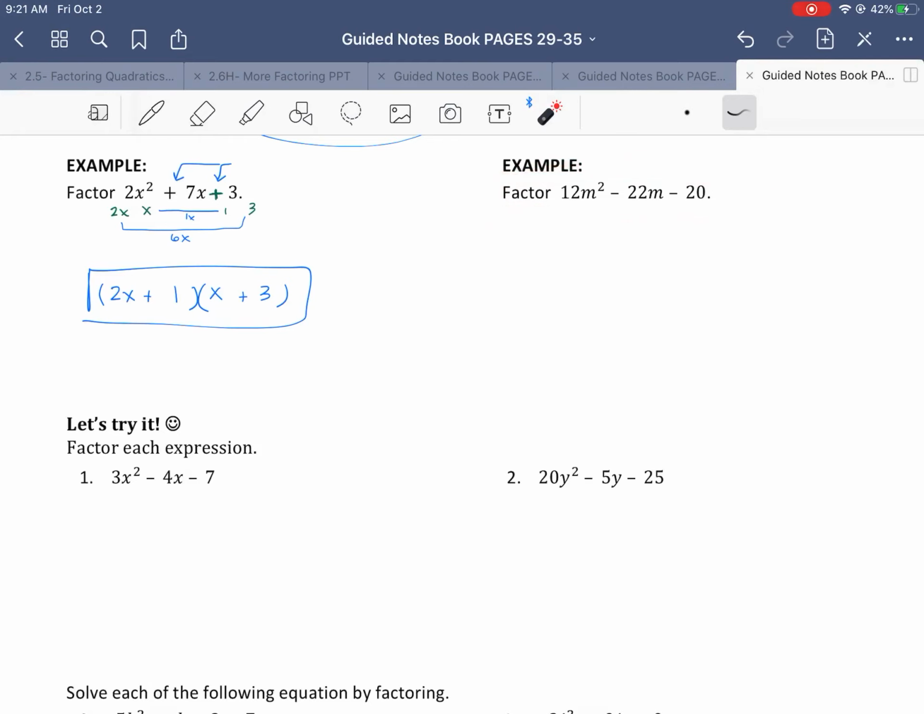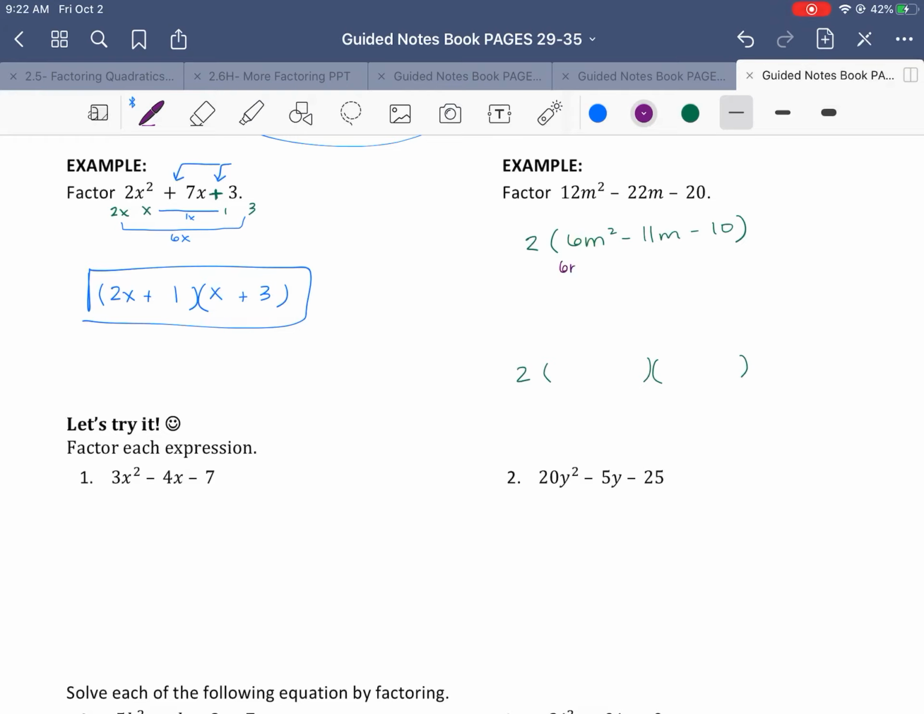On this example right here, 12m squared minus 22m minus 20, it looks like there is a greatest common factor, so we're going to divide out the 2. That leaves us with 6m squared minus 11m minus 10. Now again, that 2 is going to come with us. Don't lose that. It's going to continue all the way to the end.